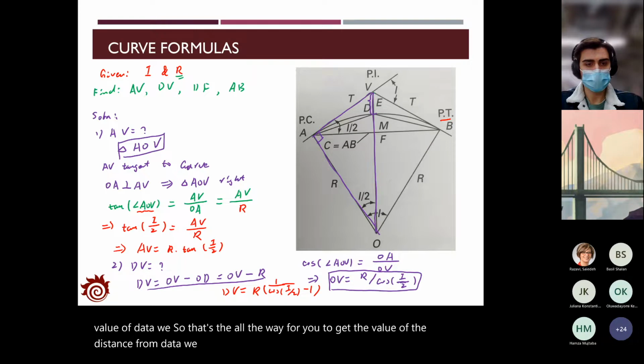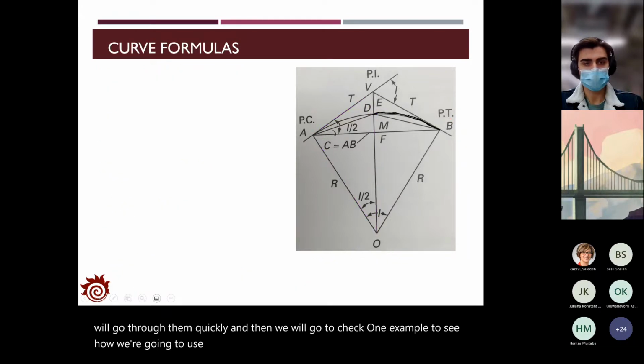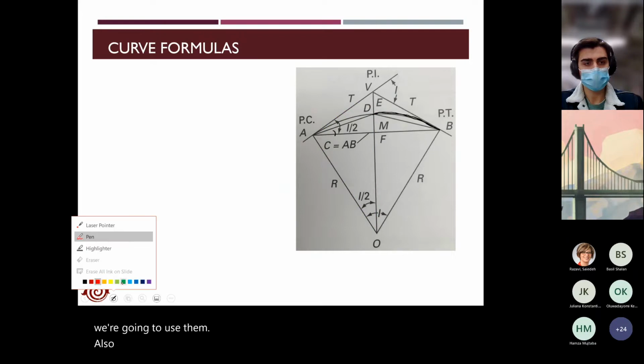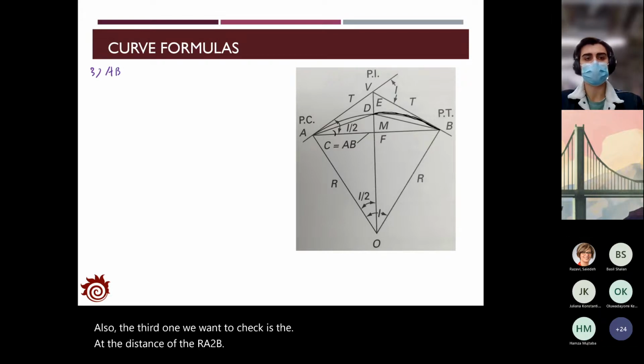And there will be two other variables. I will go through them quickly, and then we will check one example to see how we're going to use them. So the third one we want to check is the distance of A to B, which will be the length of the chord.